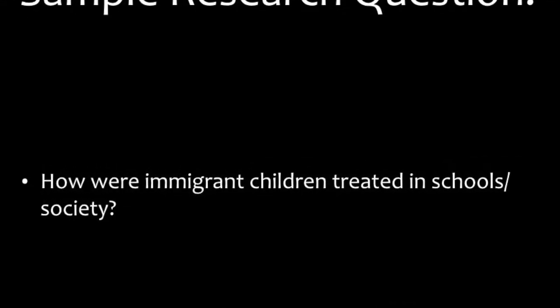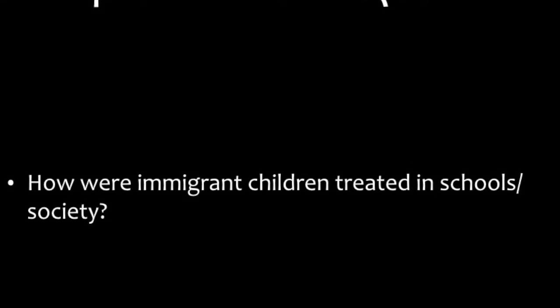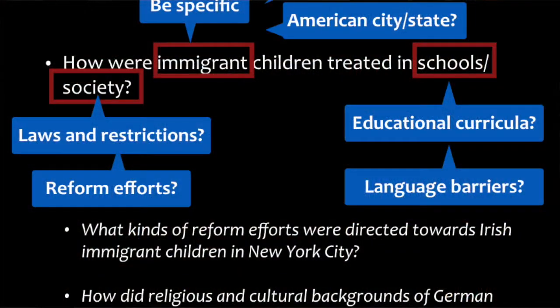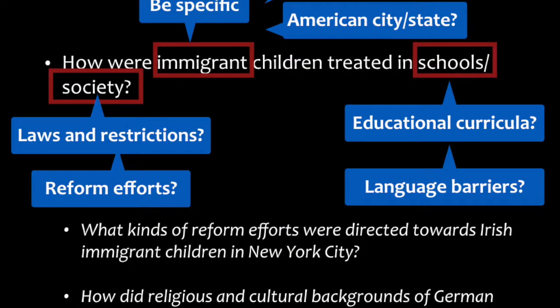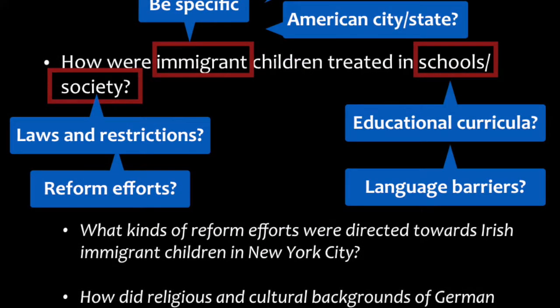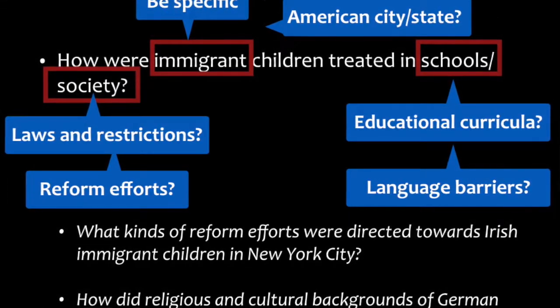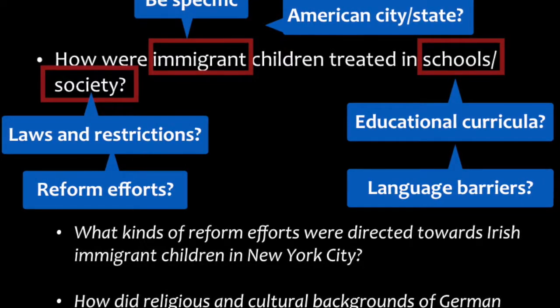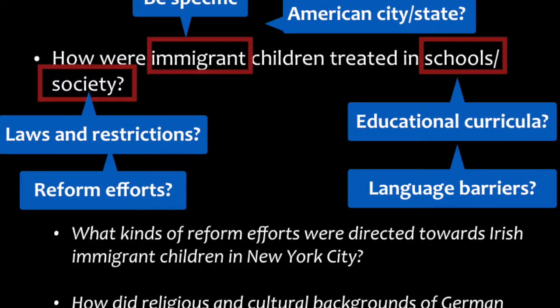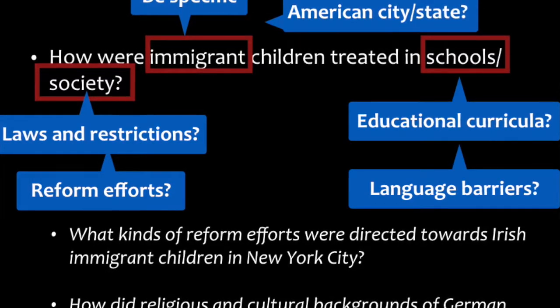And the second sample question I have is, how were immigrant children treated in schools and society? So this one, there are a lot of ways you can make this more specific. Immigrant children, schools and society. That's a lot. Those are some really broad topics. So I gave some suggestions here. First is immigrant. Be specific about which group of immigrants. Are you talking about a country of origin? So Irish immigrants, German, Polish, Russian, etc. Are you concerned with a particular city or state? Immigrants in Milwaukee or New York City. Schools.